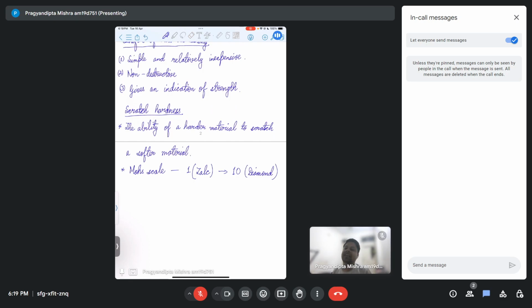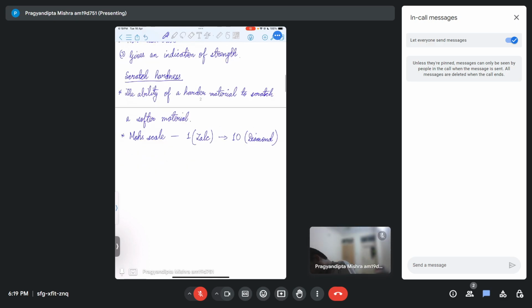Okay, so the next method that we are talking about is rebound hardness. Like I already said, it is a technique that is used to check whether a material bounces back when it is put on a surface, a hard surface, and what is the height up to which it bounces back.